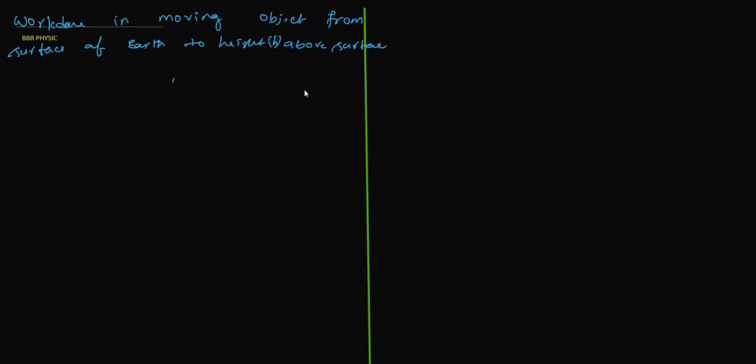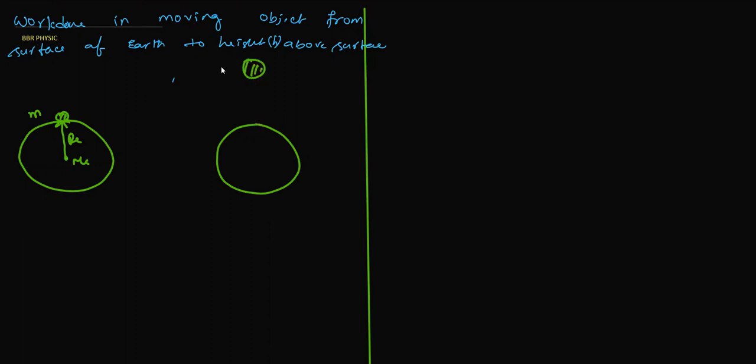We need to calculate this. For example, let me take a diagram like this. First, what is given: we have the Earth like this. Here total mass is there, the center, and at this point the radius RE is there. At this point we have mass M. Now I want to shift from this point to this point. This is the mass. Here this is nothing but RE, this is nothing but H.